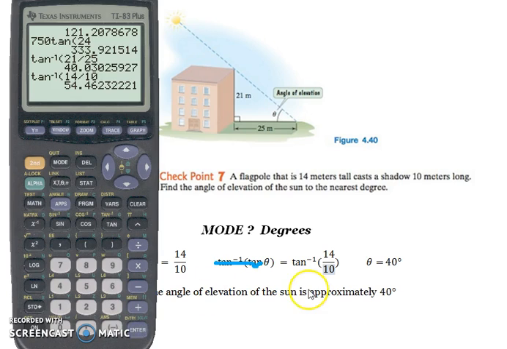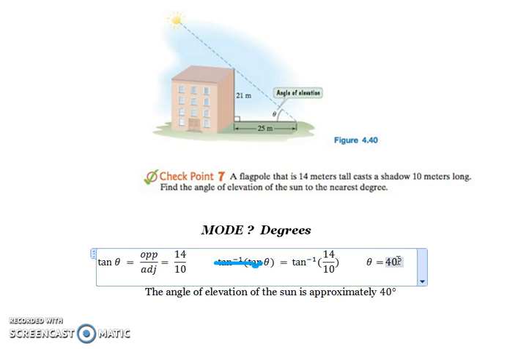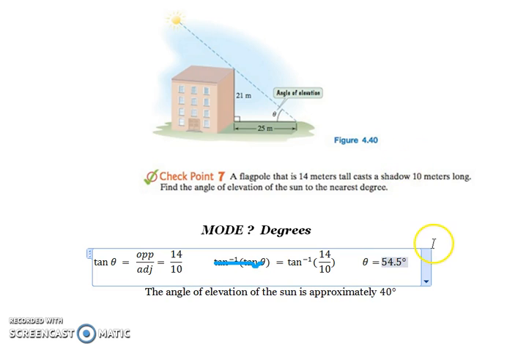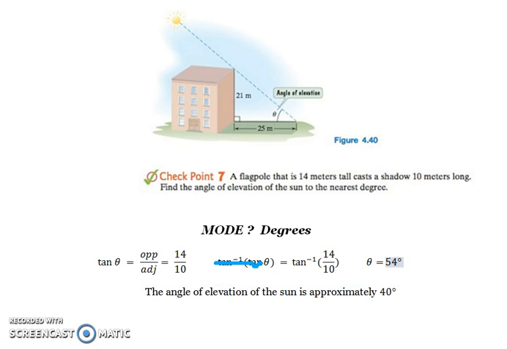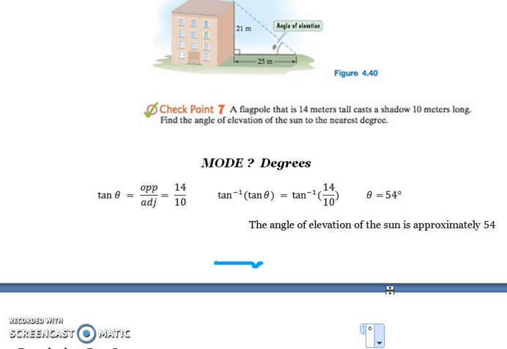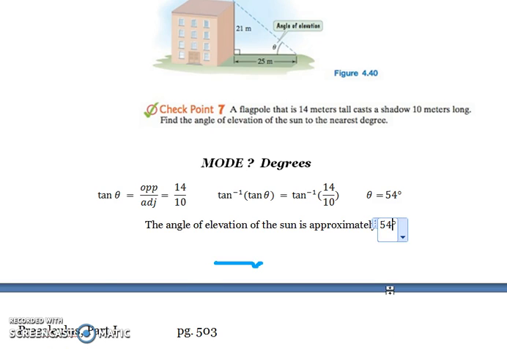And it's going to give us 54.46, so it's about 54.5 actually. It says to the nearest degree, so we'll call that 54 because it was 54.4. So your answer would be 54 degrees. There we go. Okay.